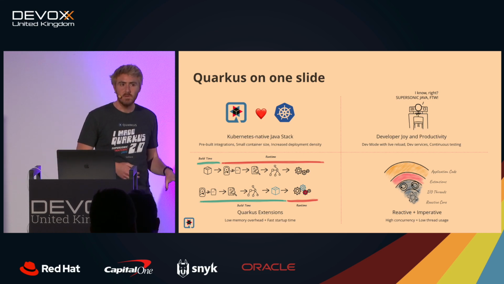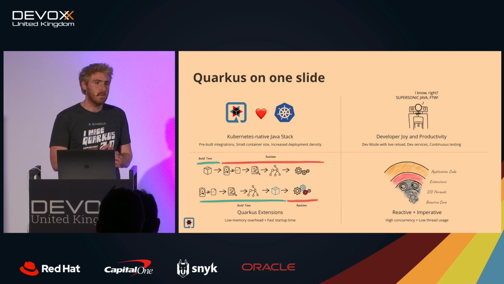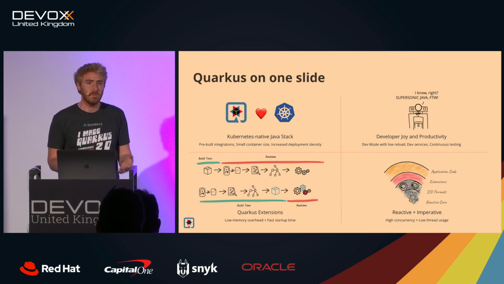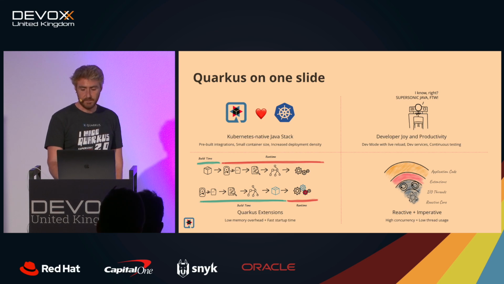You are not obliged to use reactive programming. That's one great thing about Quarkus. You can continue using imperative programming in your usual callbacks, and that's taken into account as well.